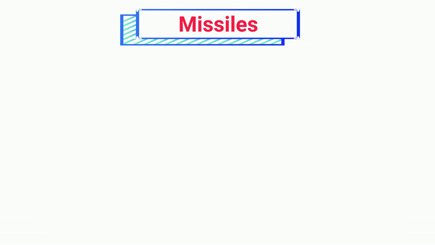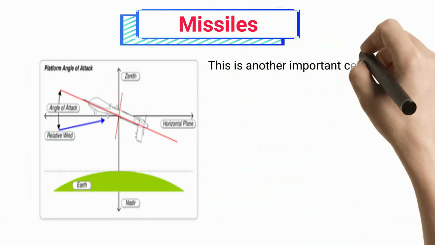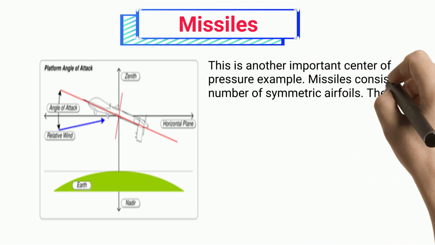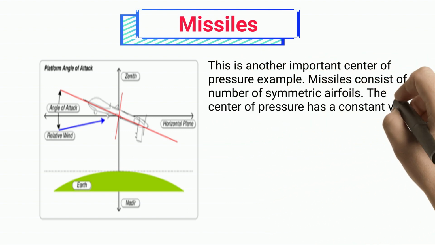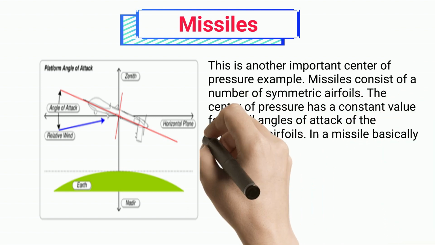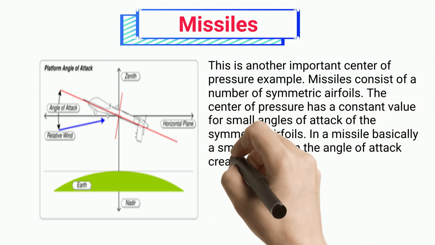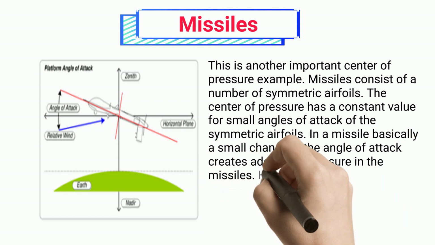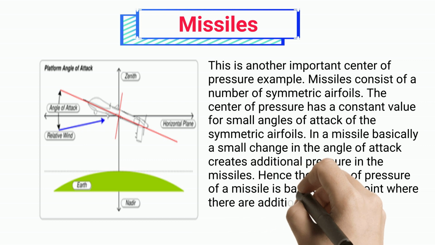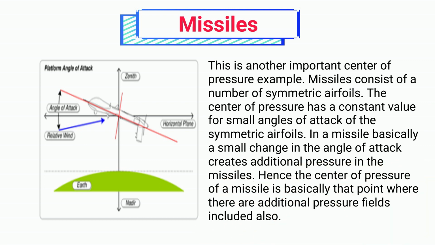Missiles. This is another important center of pressure example. Missiles consist of a number of symmetric airfoils. The center of pressure has a constant value for small angles of attack of the symmetric airfoils. In a missile, basically a small change in the angle of attack creates additional pressure in the missile. Hence the center of pressure of a missile is basically that point where additional pressure fields are also included.